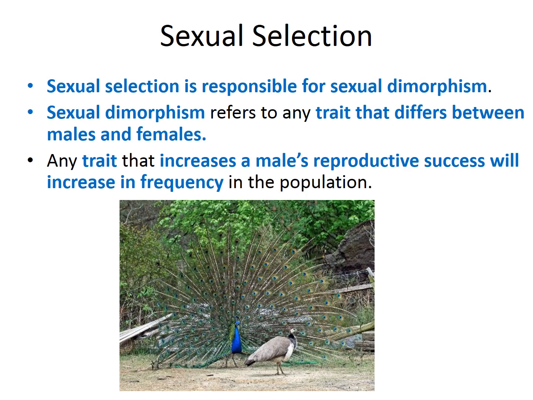And with this intense sexual selection, we see the evolution of what we call sexual dimorphism. So when we talk about sexual dimorphism, it's a trait that differs between males and females. A classic example of sexual dimorphism is that of peacocks. So the males have these really bright, beautiful feathers, and of course they have these huge feathers versus the females who are pretty drab in color. And this is actually something that we see a lot with sexual dimorphism.